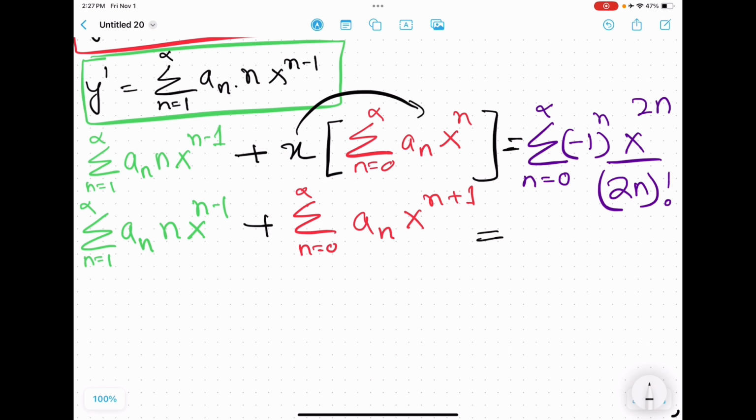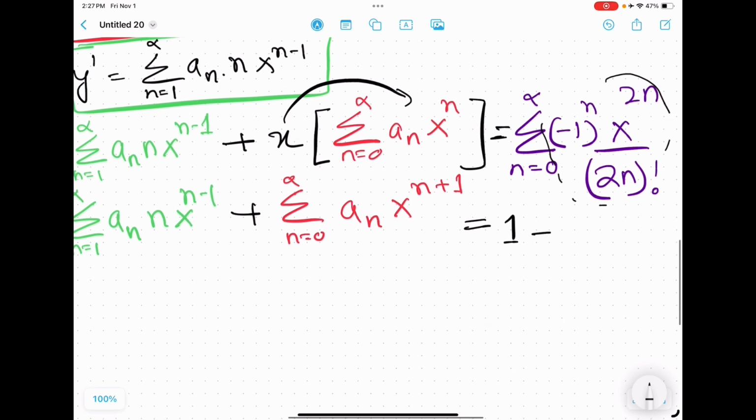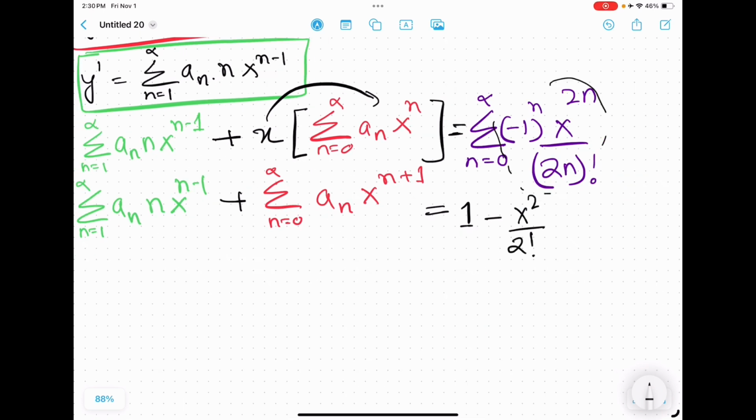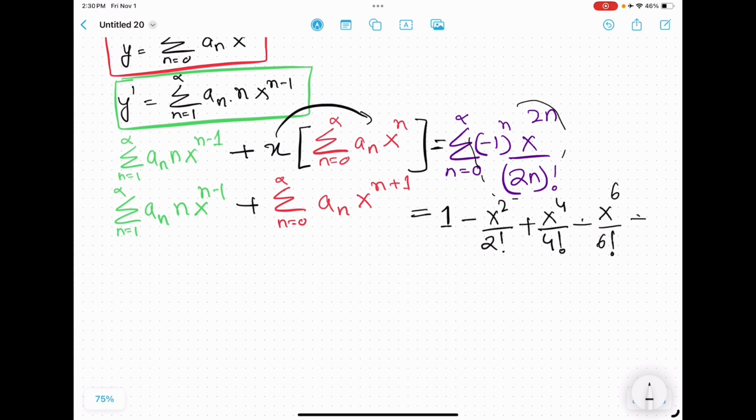So when n equal to 0, then this entire thing is just 1. And then when n equal to 1, this entire thing becomes negative x squared by 2 factorial. And then when n is equal to 2, then this entire thing becomes x to the power 4 by 4 factorial. And then when n is equal to 3, then I have my negative x to the power 6 by 6 factorial, and then so on.